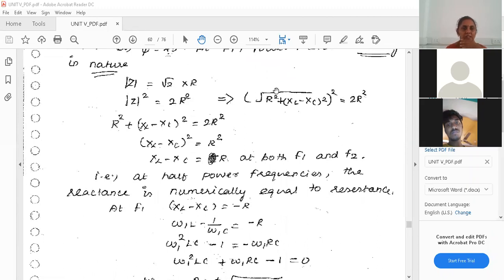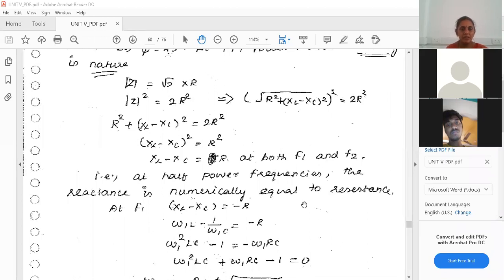Or this will be, take the square of this. So this will be R square plus (XL minus XC) the whole square is equal to 2R square. And (XL minus XC) the whole square is equal to R square. Just simplifying the equation, (XL minus XC) the whole square is equal to R square, or XL minus XC is equal to R at both F1 and F2. Okay, that is, at half power frequencies, the reactance is numerically equal to the resistance.